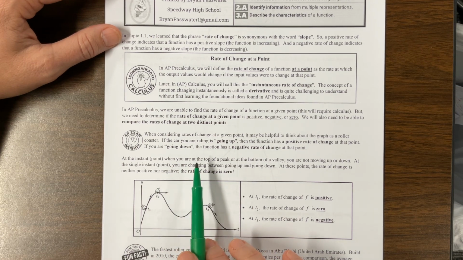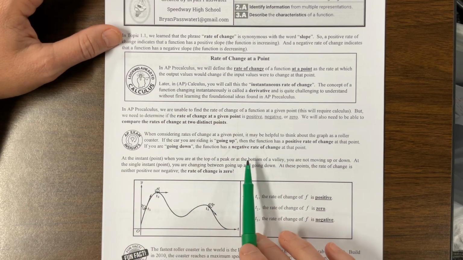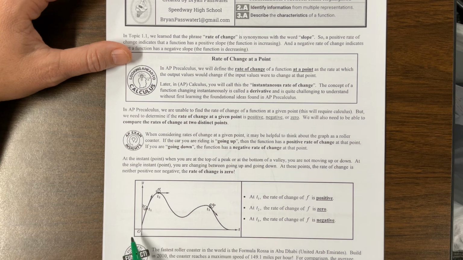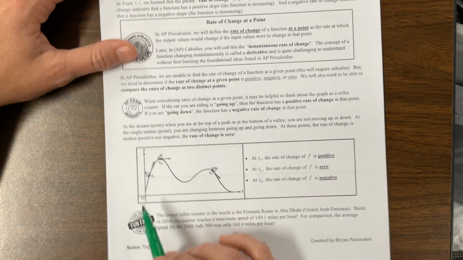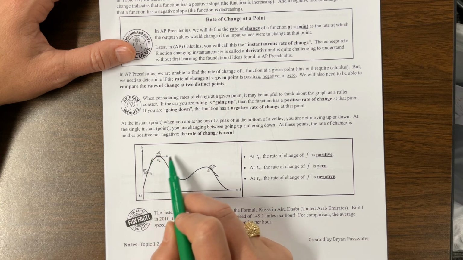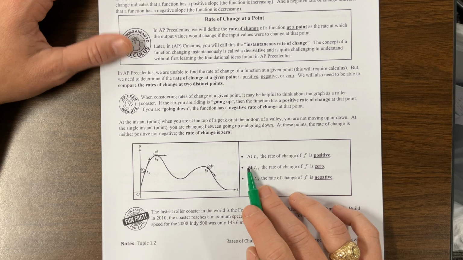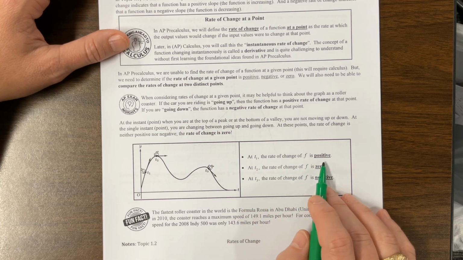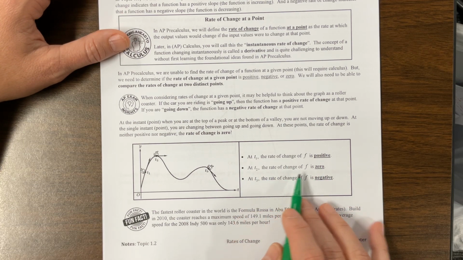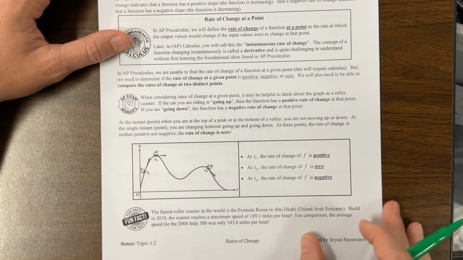If the car you're riding is going up, then the function has a positive rate of change at that point. If you're going down, then it's a negative rate of change at that point. I did this in my last video, where we have this little tangent line. It's got a positive slope. Here's a slope of 0, and then here he has a negative slope. He's going down. At T1, the rate of change is positive. At T2, the rate of change is 0. At T3, the rate of change is negative.